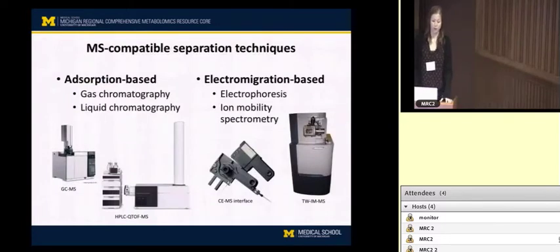When we talk about mass spec compatible separation techniques, we can usually distinguish between adsorption-based techniques and electromigration-based techniques such as electrophoresis and ion mobility spectrometry, which we're not going to talk about today at all, but I just want to mention them because they exist and they are being used in metabolomics. And when we talk about chromatography, we usually mean either gas or liquid. I will be focusing on liquid chromatography because it is my specialty.